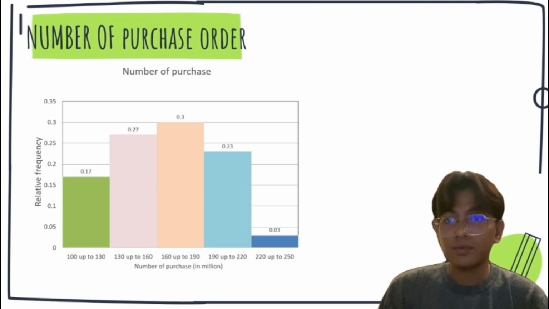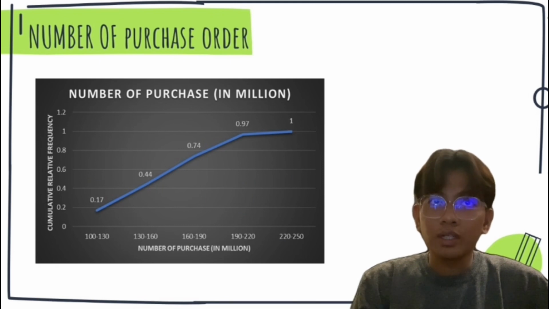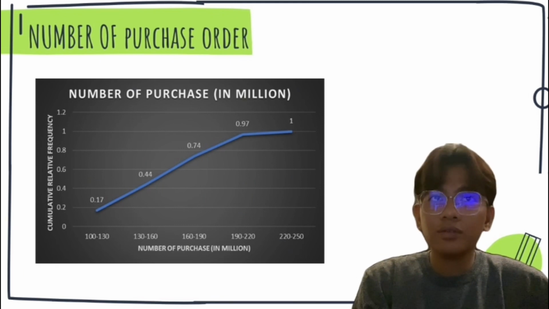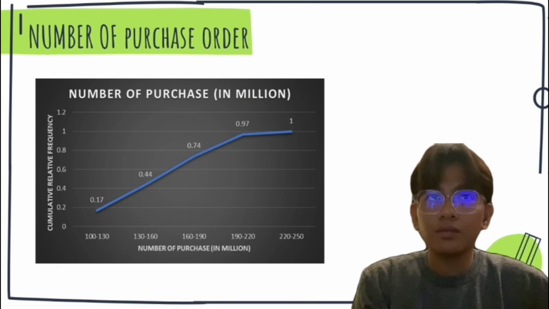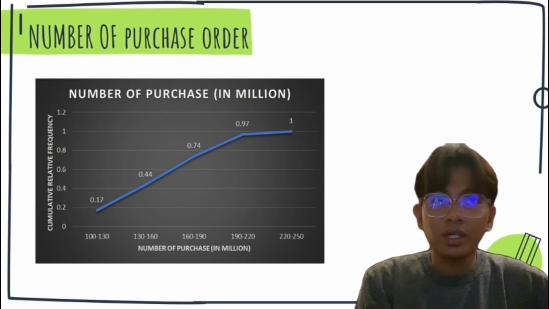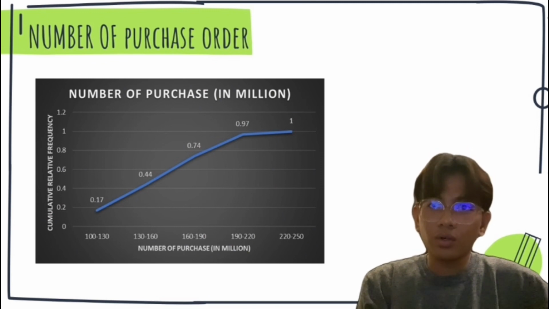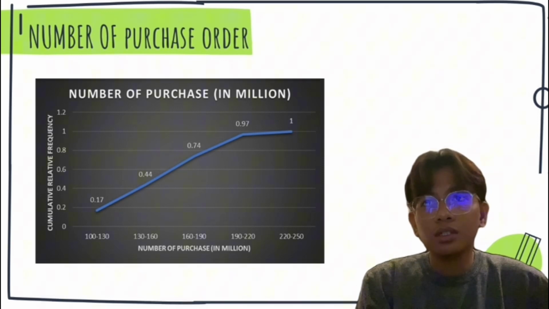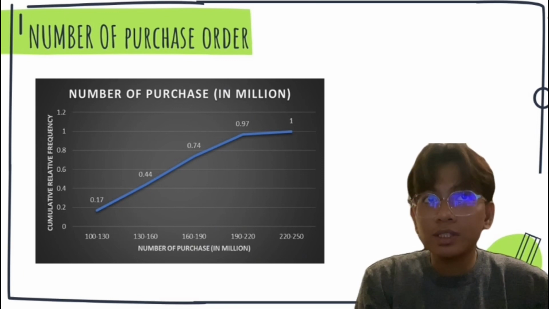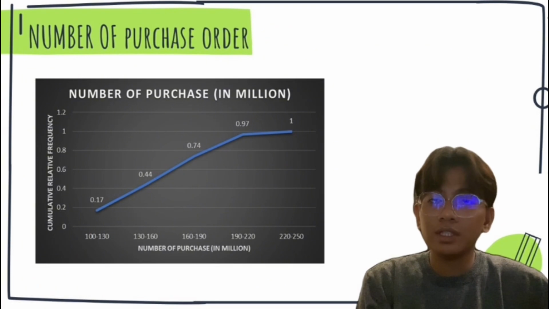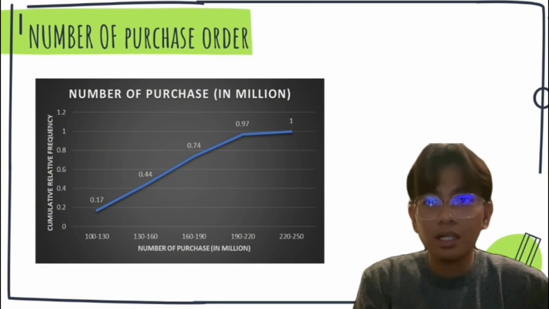As you can see here, this is the cumulative relative frequency graph for number of purchase that we got from the data we extracted from the table. The highest value is on 220 up to 250. So in conclusion, the number of purchase order is higher than number of visits, because when a person visits a site, they will buy many items.